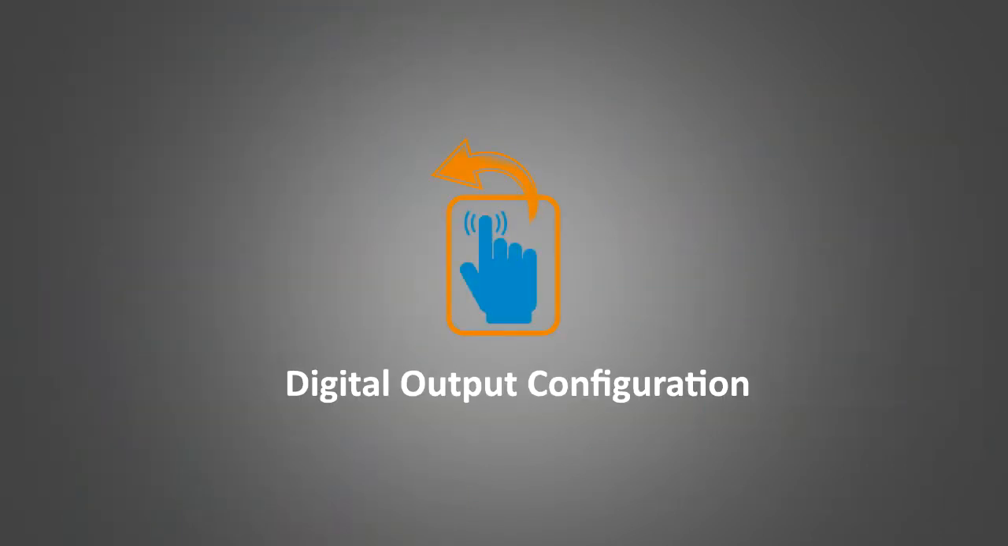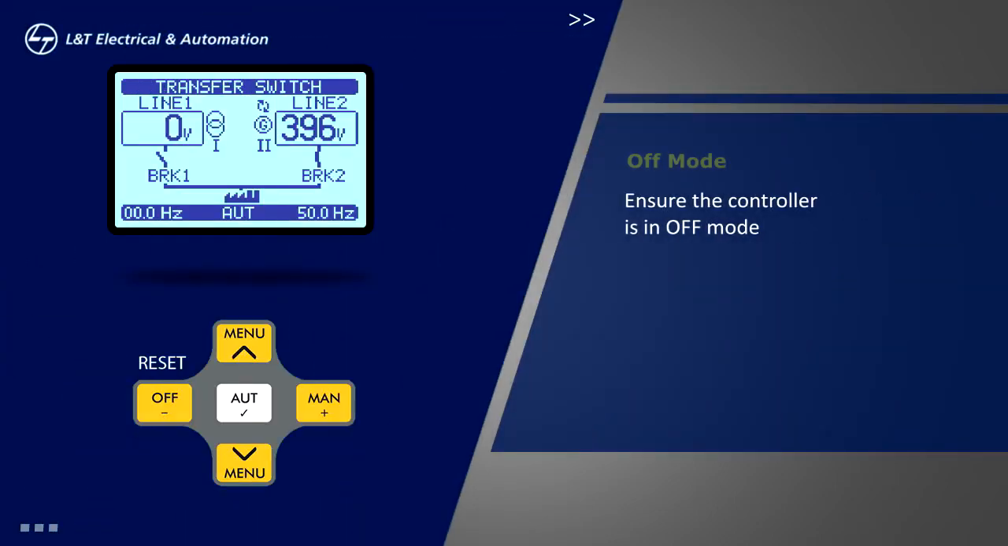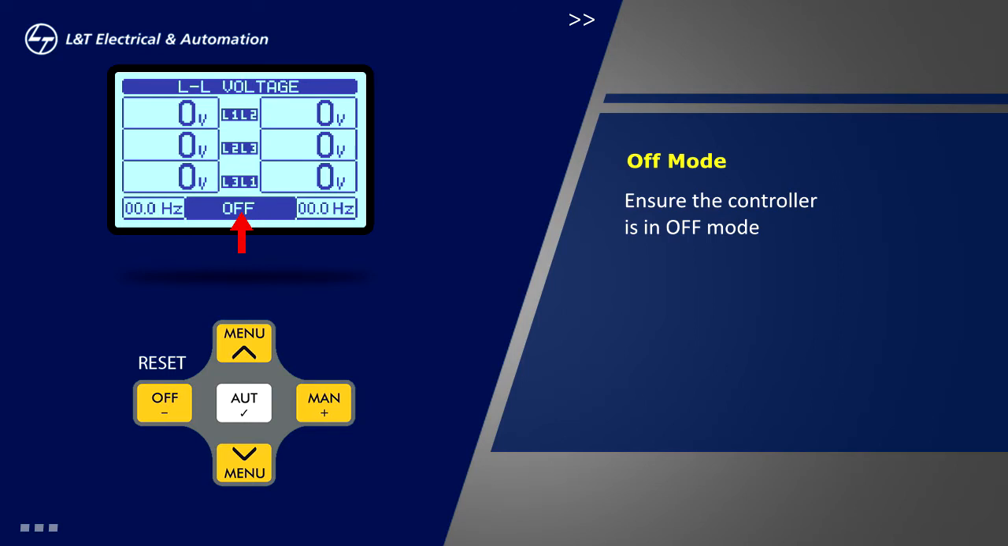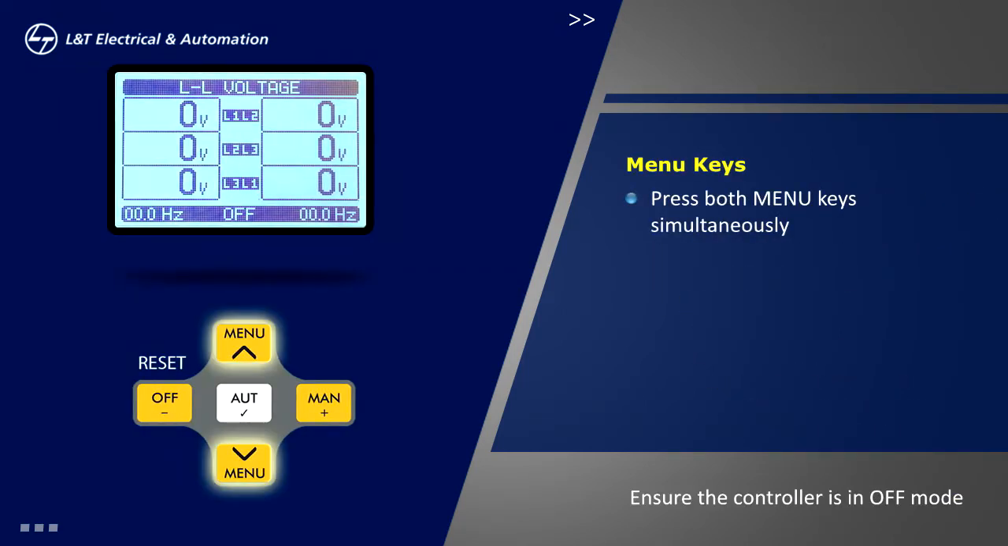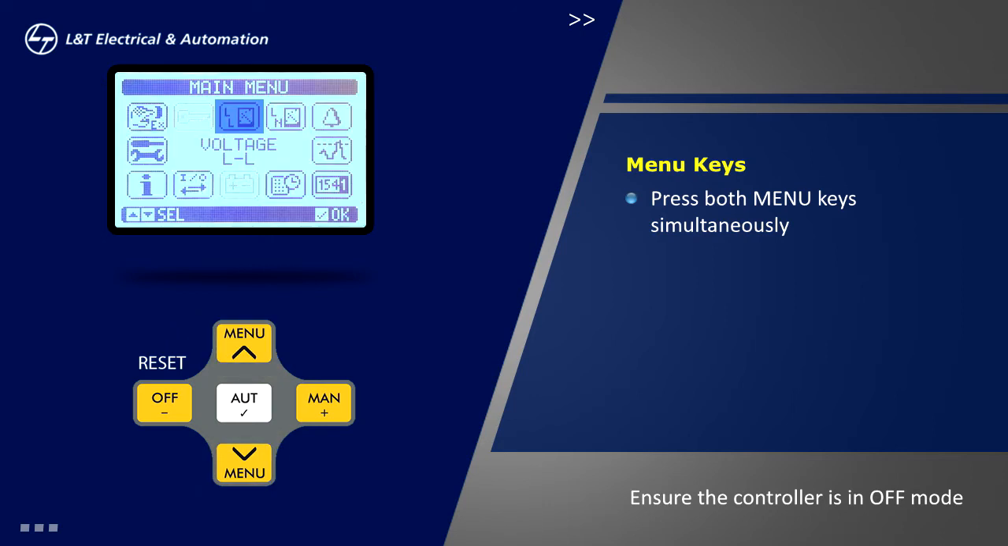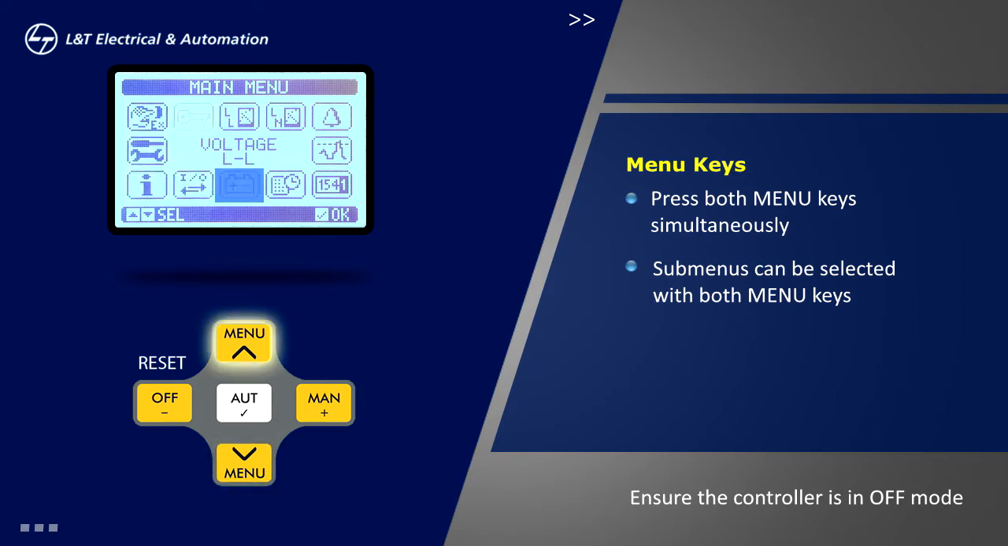Now let us look at the configuration of digital outputs for an MCO. Ensure that the controller is in off mode. Press both menu keys simultaneously to go to the main menu. Sub-menus can be selected by using both menu keys: the top key for anti-clockwise scrolling and the bottom key for clockwise scrolling.